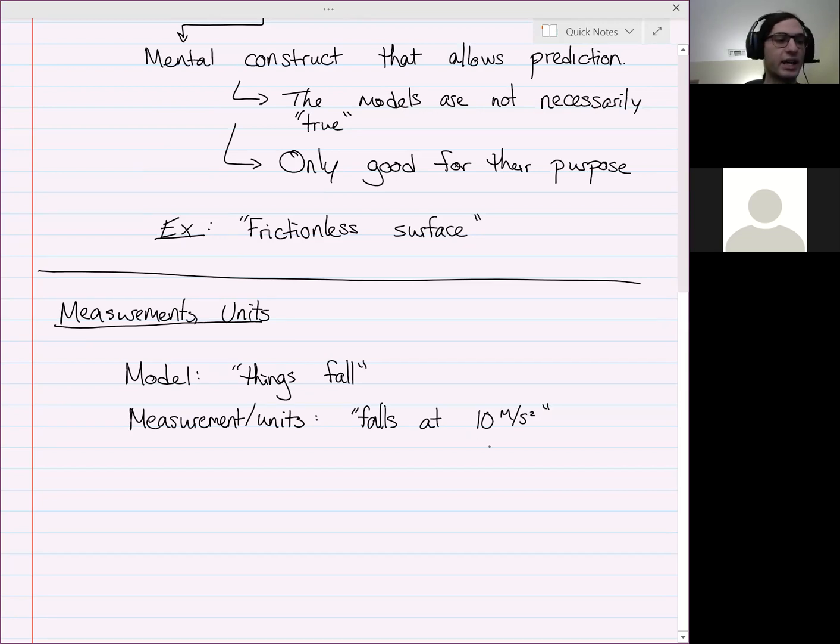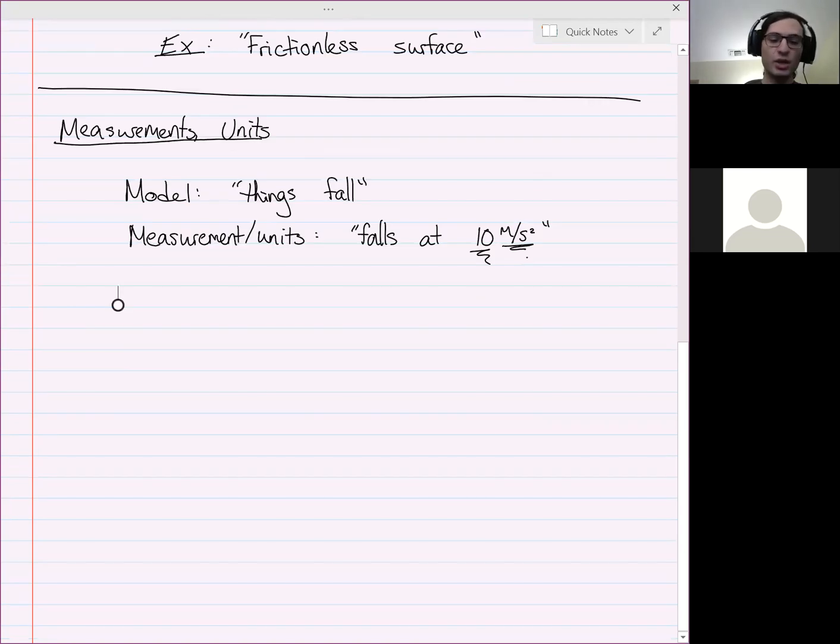So here, this 10 is a measurement, it's a number, and this meters per second squared tells us what those numbers are related to, right? So a unit is an agreed upon reference point to which we can compare measurements.